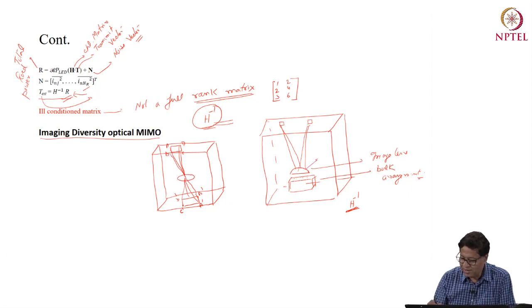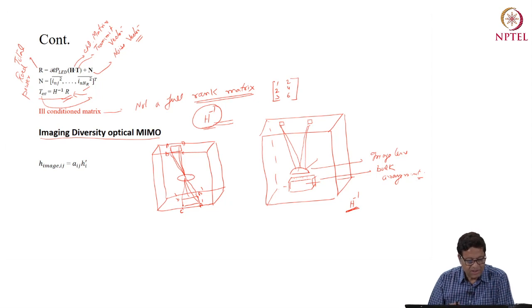And you also require a hemispherical lens, which is a wide FOV lens, so that you are able to image all the transmitters onto this receiver. The whole idea is because I want to have a full rank matrix, and wherever I go, I have the contribution from all the transmitters. So this is the importance of imaging diversity optical MIMO.